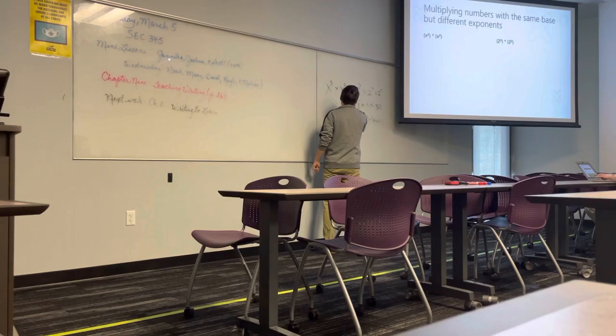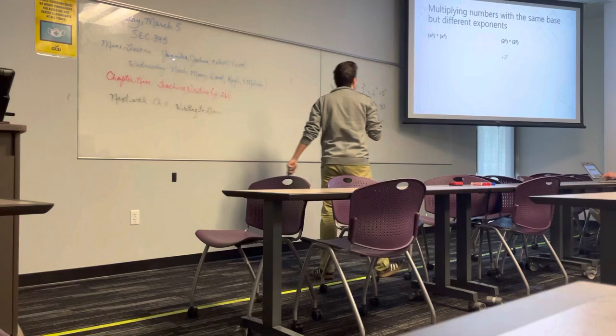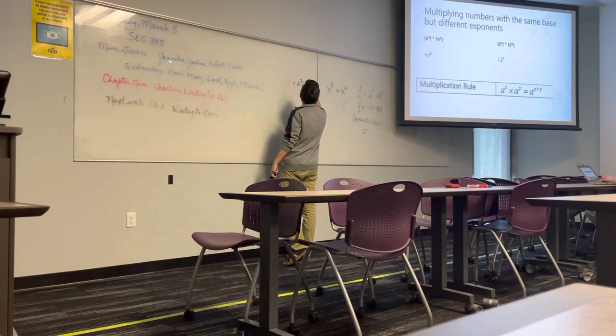So that gives us x to the fifth, and that gives us our multiplication rule: a to the x times a to the y equals a to the x plus y.